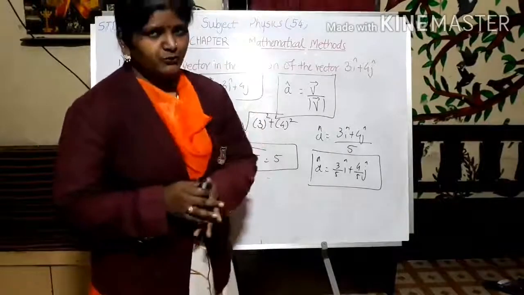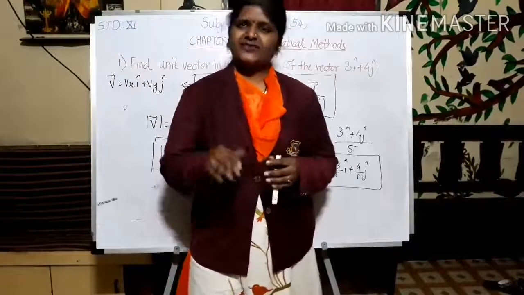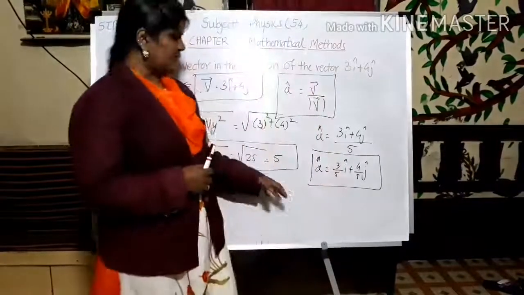What we have to do is find out the magnitude of the same vector, and we can just divide it into all the components. So we will get the unit vector.